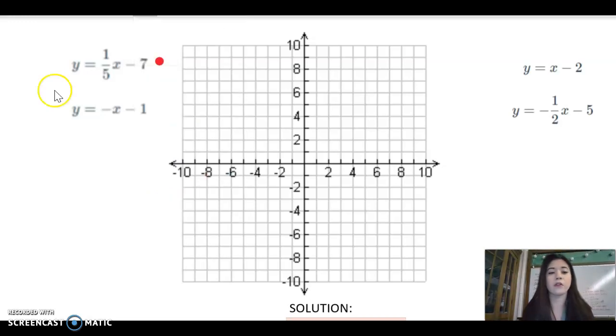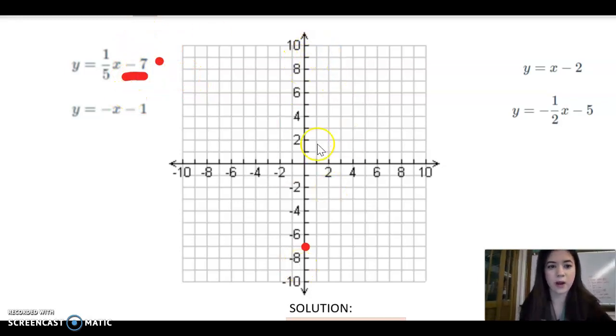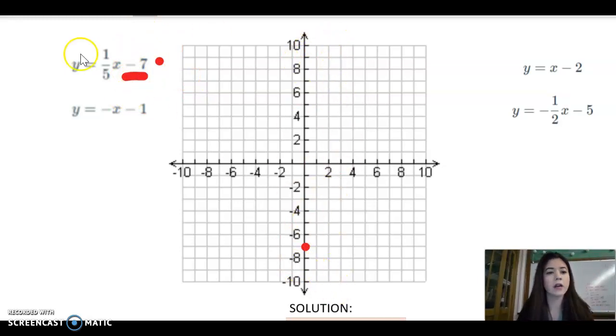So we're going to graph the first line. We're starting here at -7. Remember, the y-intercept, where our line crosses the y-axis, is where we start. And my slope is 1/5. Remember, slope is rise over run. So this is how much I rise, and this is how much I run. So I'm going to go up 1 over 5.